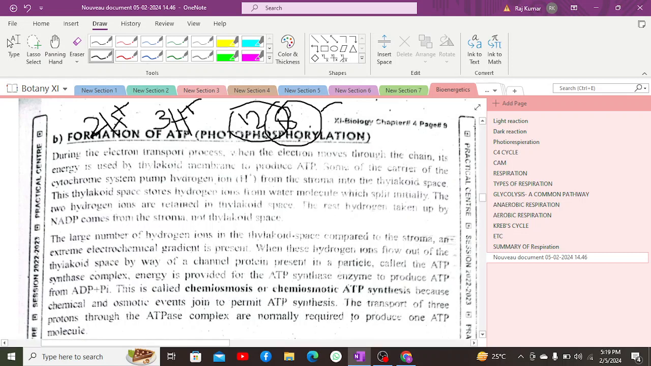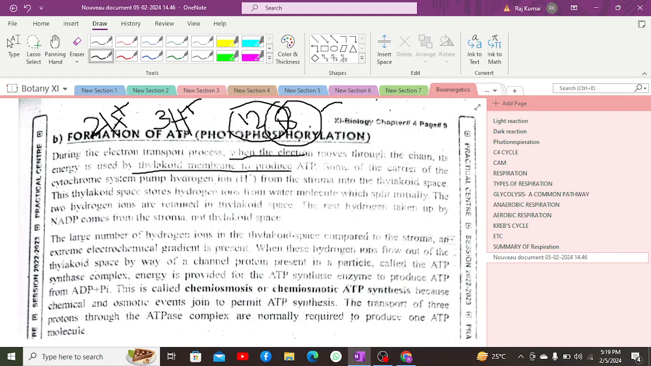Now let's see how 78 protons are required. When the electrons move through the chain, their energy is used by the thylakoid membrane to produce ATP. Since the protons are being pumped into the thylakoid space, the concentration of protons in the thylakoid space increases and the concentration of protons in the stroma decreases, due to which a gradient is produced, with more positive charge in the thylakoid space and less positive charge in the stroma, so an electrochemical gradient is produced.